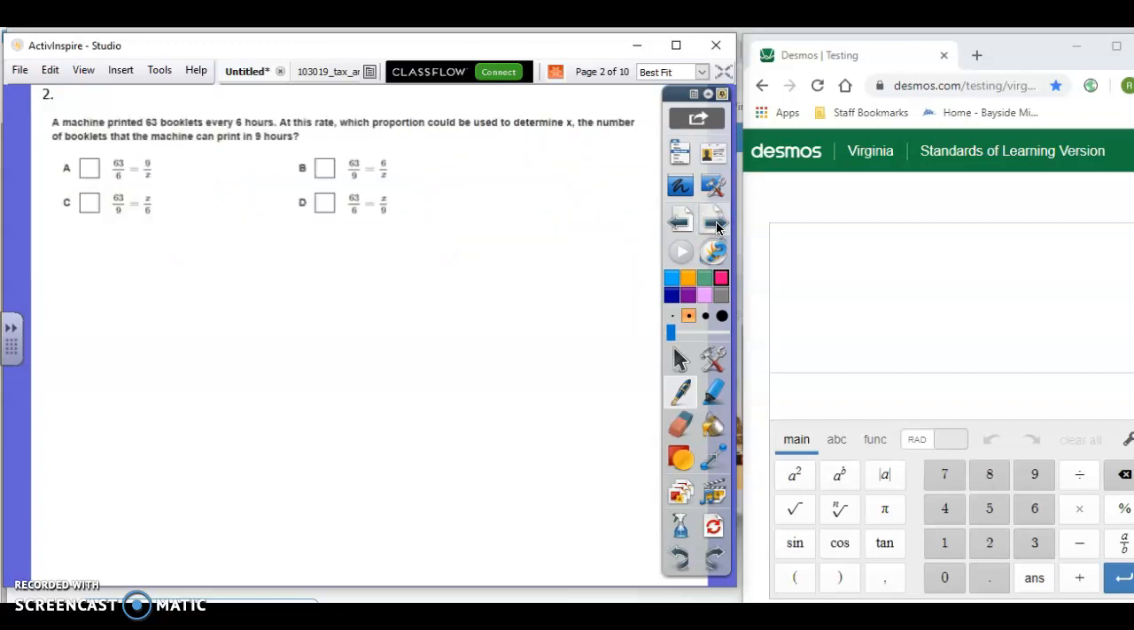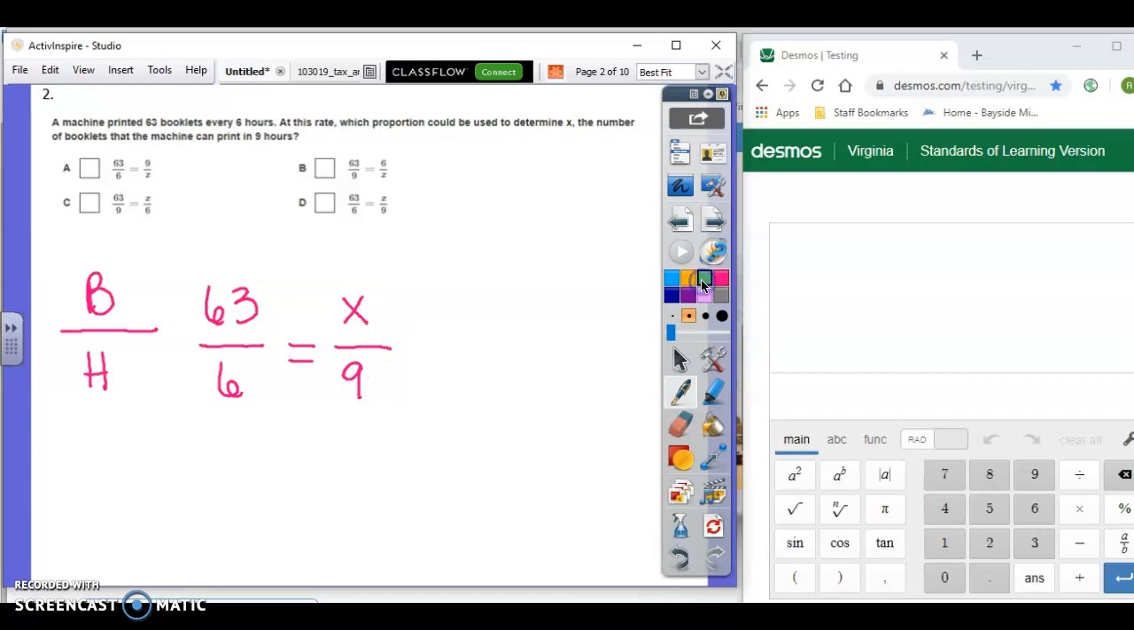Number 2, a machine printed 63 booklets every 6 hours. So the two words we have here are booklets and hours. And it was 63 booklets for every 6 hours. Then it says, at this rate, which proportion could be used to determine X, the number of booklets that the machine can print in 9 hours. So we're looking for the number of booklets, and we know that the time frame is 9 hours.